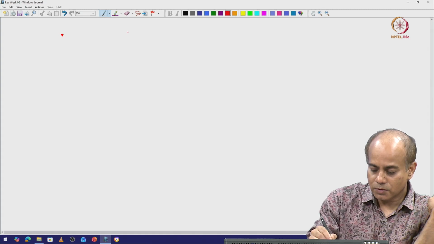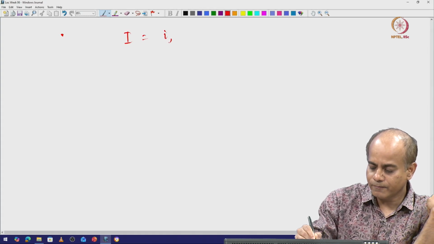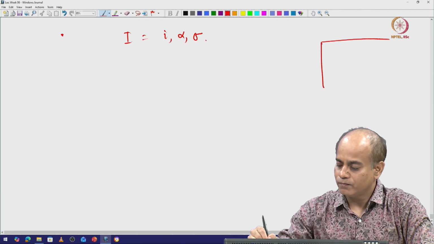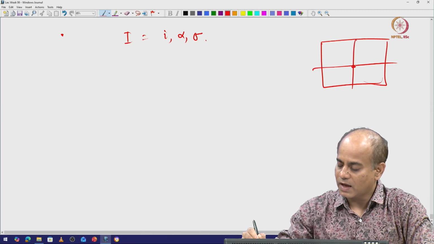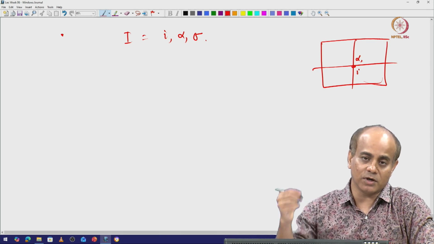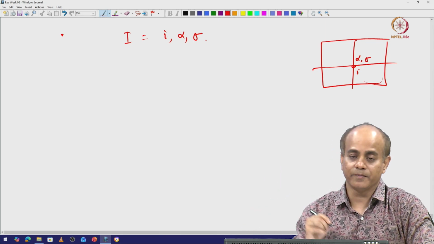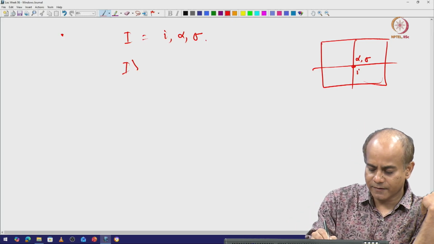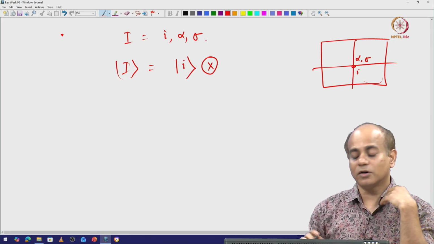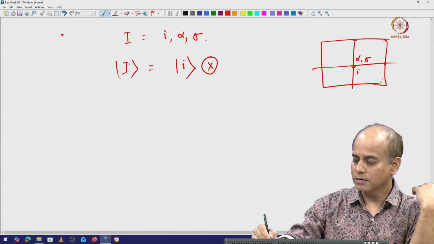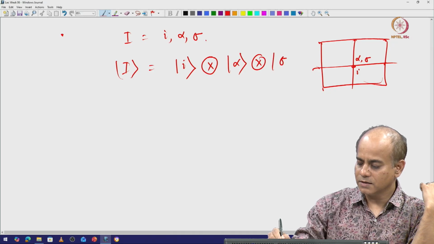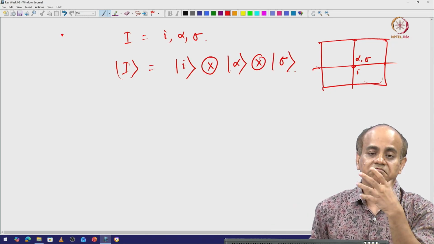To this I we defined as I, alpha and sigma, right. So, at every site I have n number of orbitals, alpha runs from 1 to n, and spin. So, that means the state can actually be written as a direct product of all the positions and then all the orbitals and all the spins, right.